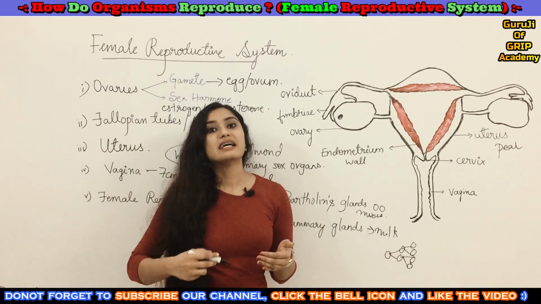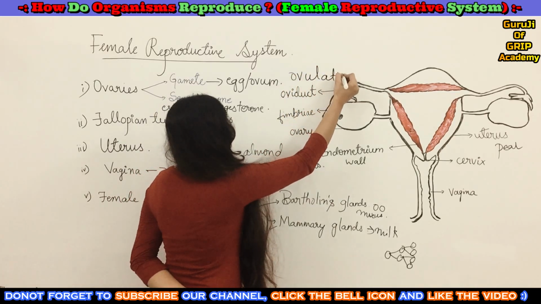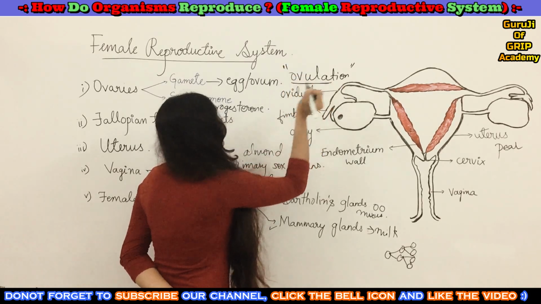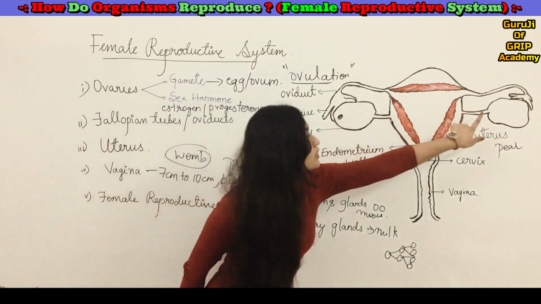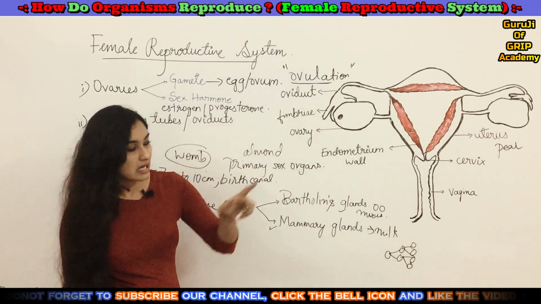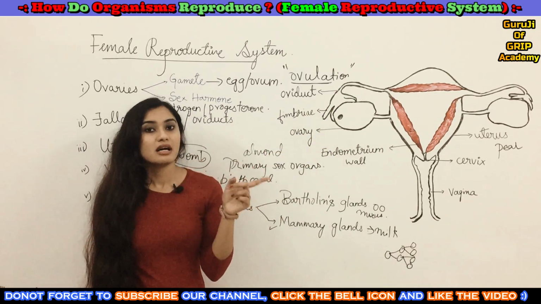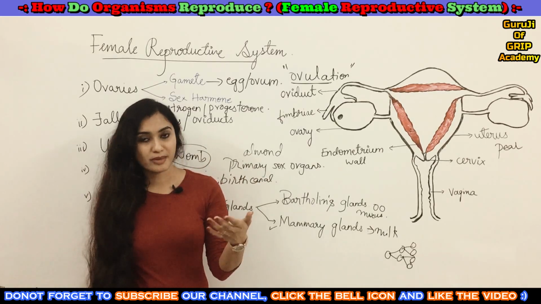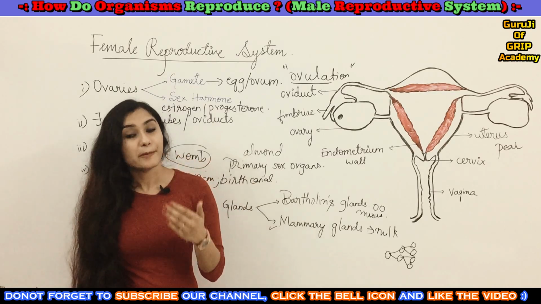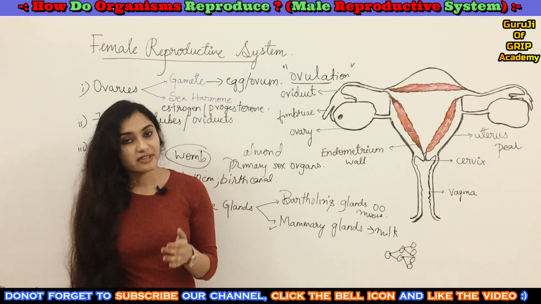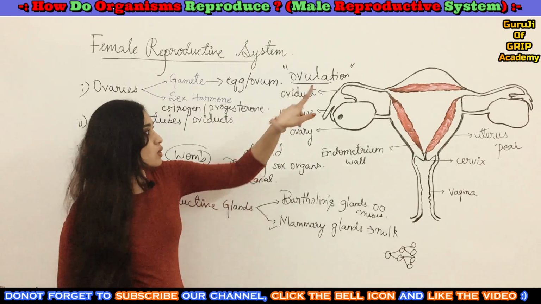This process of release of egg, we call it ovulation. Very important term. Ovulation refers to the process of release of mature eggs from the ovaries. This ovulation happens within a gap of 28 days, and I'll take up menstrual flow later. For the time being, just understand that each ovary will produce mature eggs alternately every month. This process of release of mature eggs from the ovaries is called ovulation.